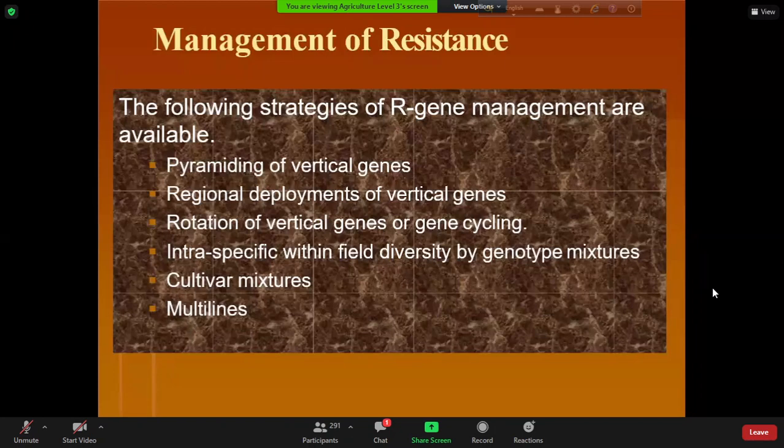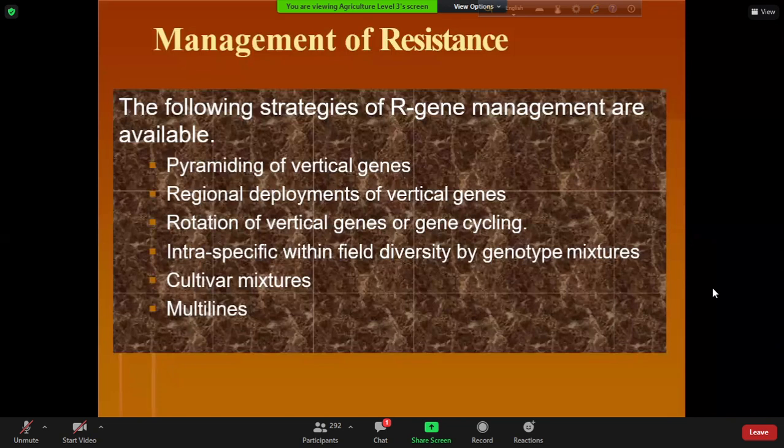We can rotate vertical genes, or this is known as gene cycling. That is, we have to take several lines or cultivars or varieties having several genes. So the same gene should not be cultivated in the same land year after year. Okay. For example, we have 5 genes. Gene number 1 can be cultivated this year.